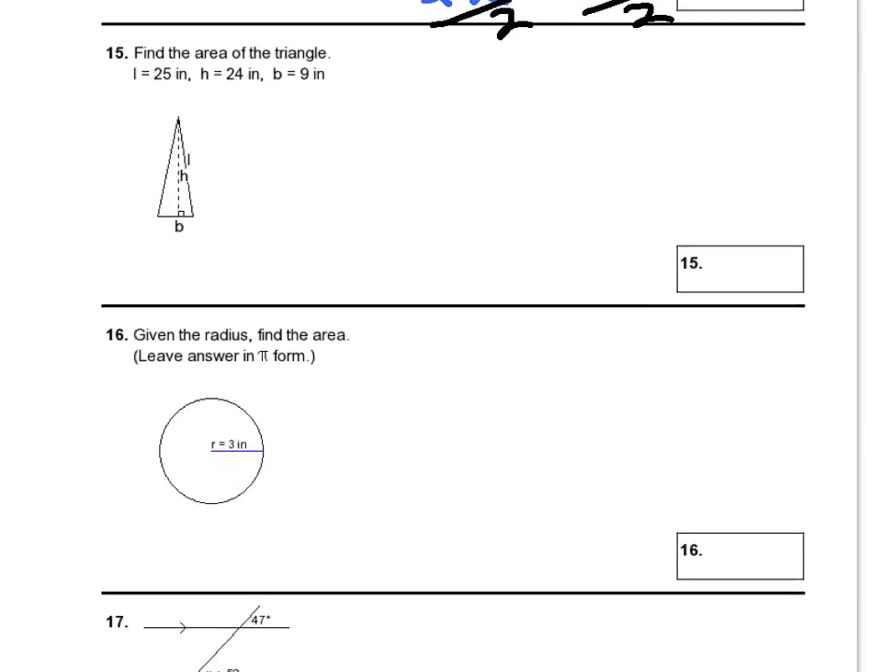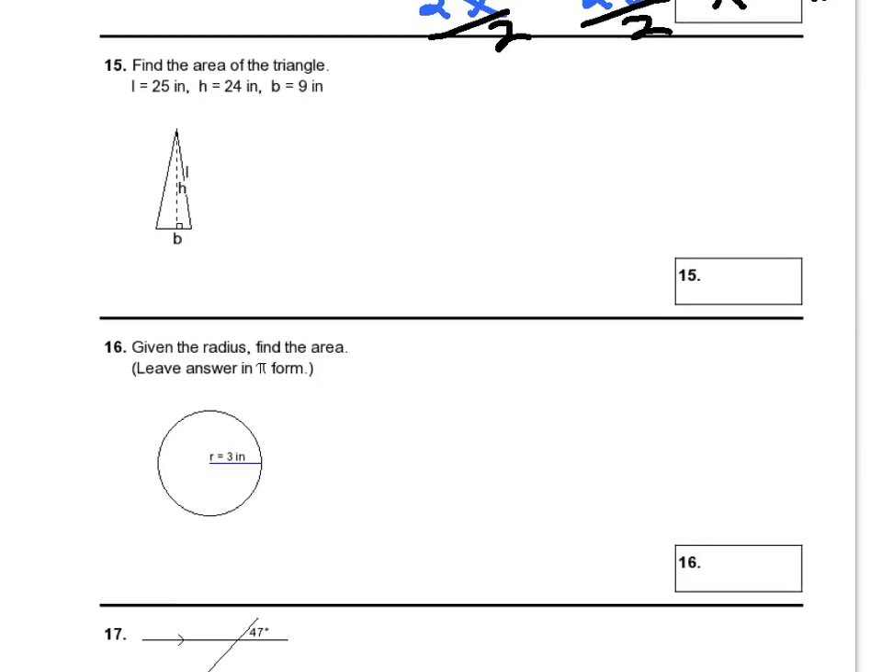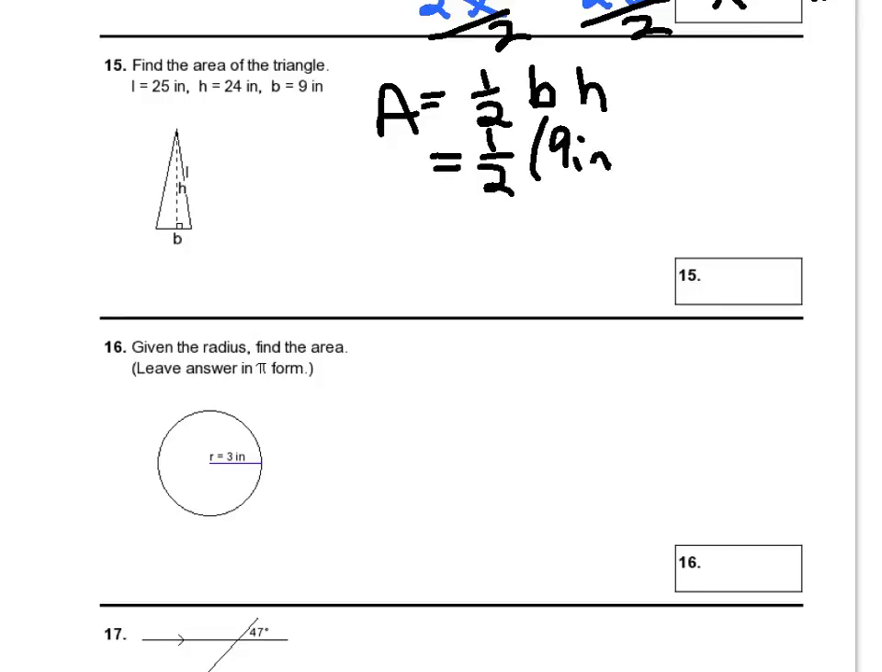Problem number 15, we're halfway done here. Area, 1/2 the base times the height. 1/2 times the base, which in this case is 9 inches, times the height, which is 24 inches. We multiply all that out, and we get 108 square inches.